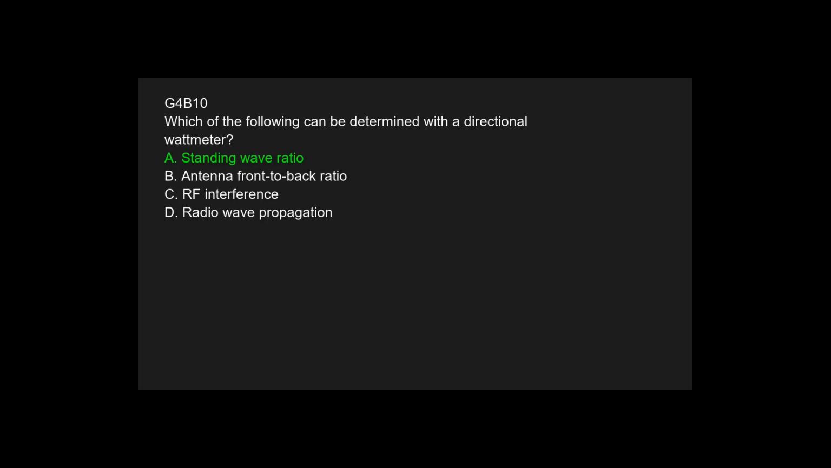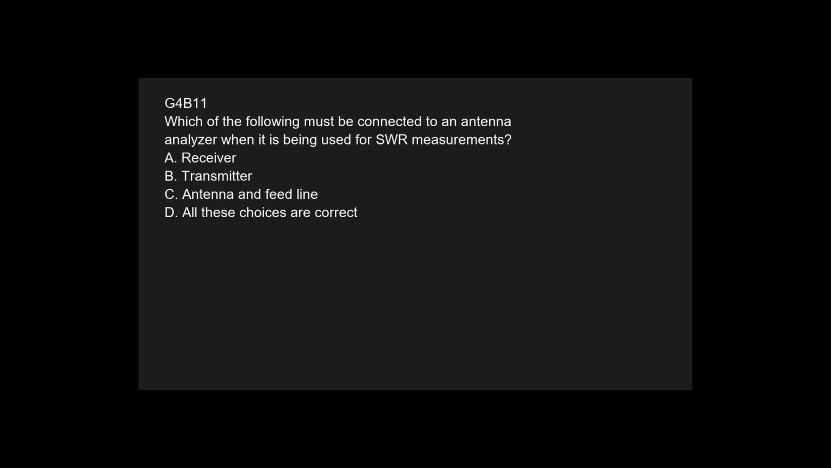Standing wave ratio. Question: which of the following must be connected to an antenna analyzer when it is being used for SWR measurements? The correct answer is C. Antenna and feed line. Section G4C. Interference to consumer electronics, grounding, and bonding.